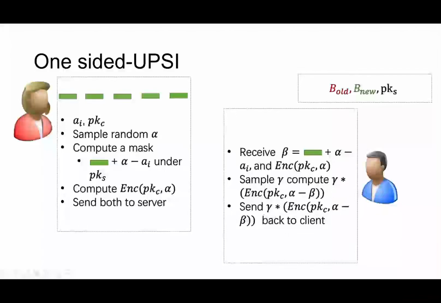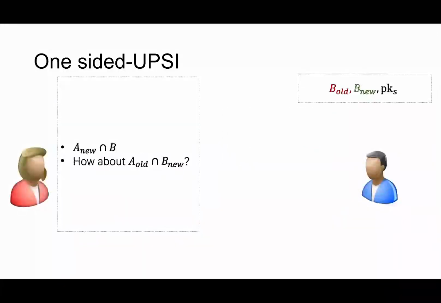The server sends the whole thing back to the client. The client will decrypt this and see if it's a 0. If it is 0, then a_i is in the intersection. So the client can apply this technique to every single a_i, and she can get the result A new intersect B.